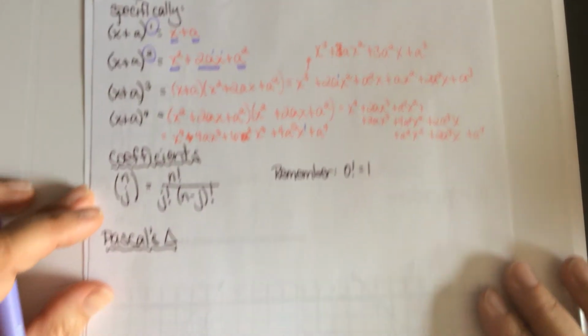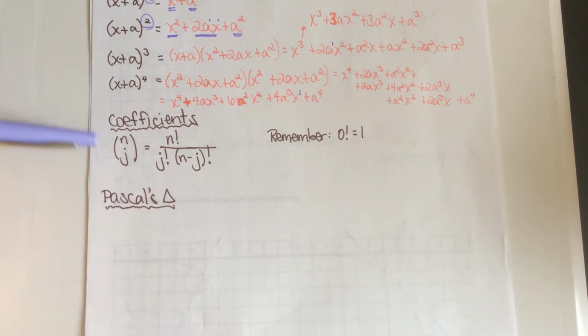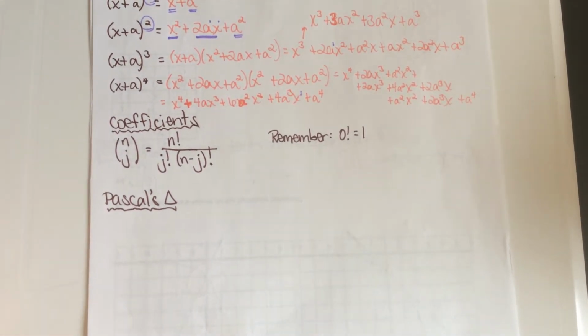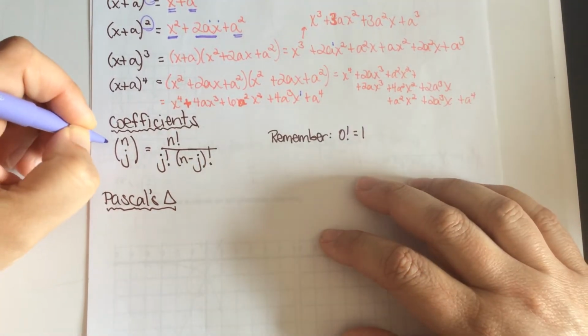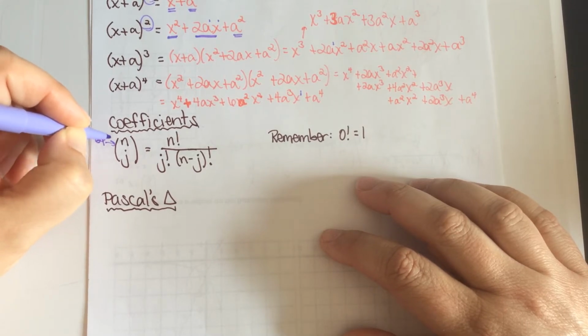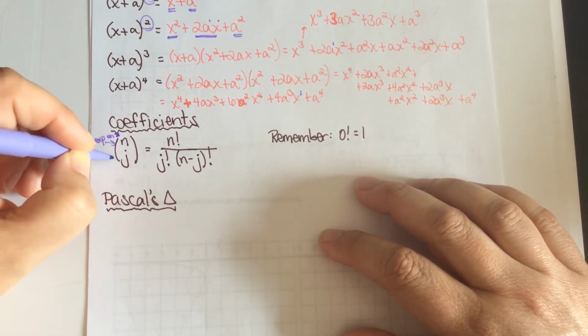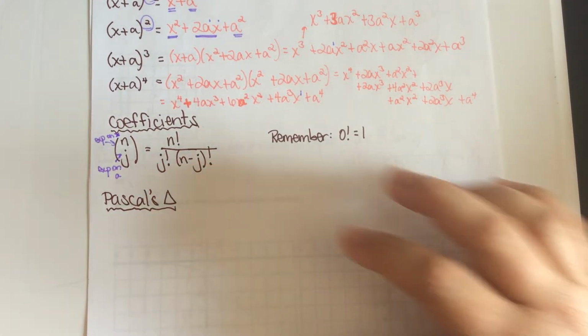Okay. We can use combinations to get the coefficients. This is the formula, and we'll use it in a second. The j is the second. Let's write a note about this. This is the exponent on the x, and this is the exponent on the a.